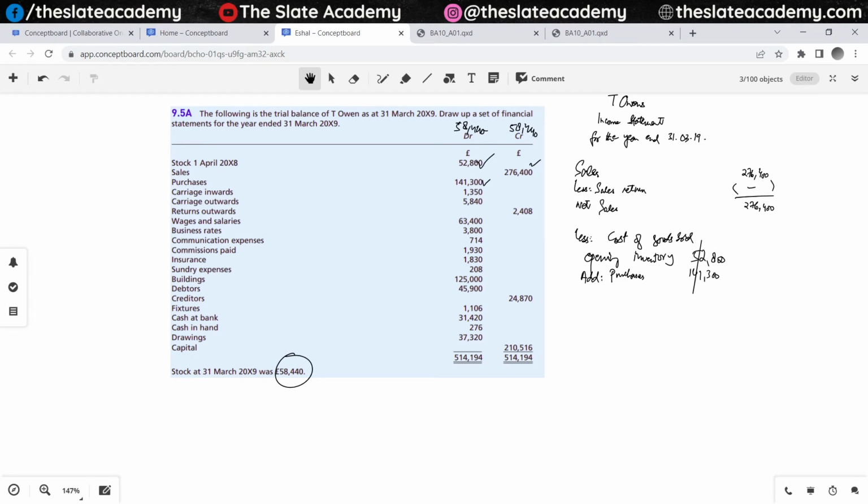From purchases, I deduct purchase returns, or return inwards. No, return outwards. How much are return outwards? 2408. Then I add carriage inwards.